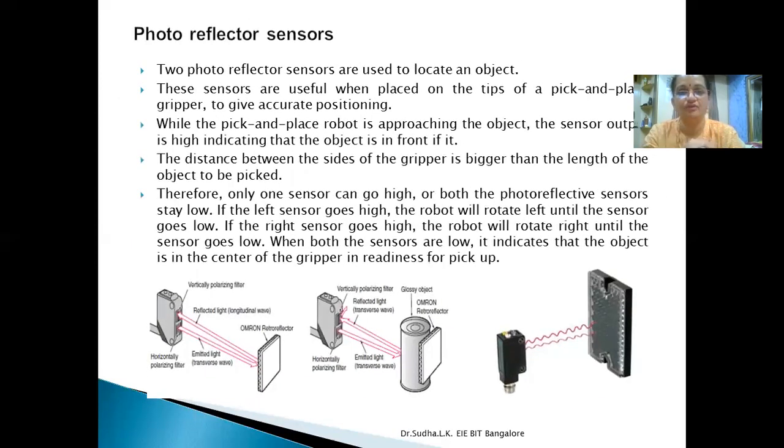There are photoreflector sensors also. In the photoreflector sensors, whatever light has been transmitted on the surface is reflected back to the sensor itself, where we can measure the zeros and ones directly. In the previous case, we used to measure separately through the disc.